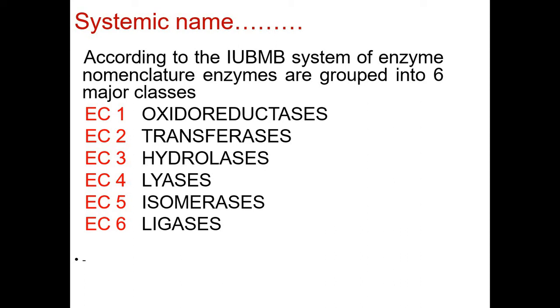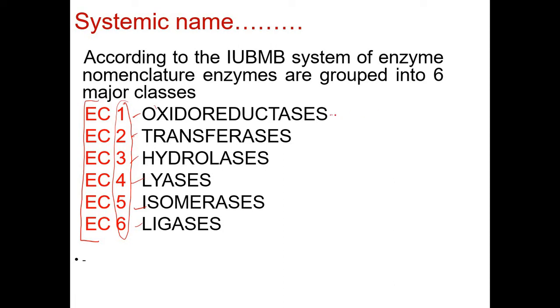According to the IUBMB system of enzyme nomenclature, enzymes are grouped in 6 major classes. The first digit is actually the class. So there are 6 classes of enzyme. We have oxidoreductases, class 1. We have transferases, class 2, hydrolases, class 3, lyases, class 4, isomerases, class 5, and ligases, class 6. So we use the mnemonic OTLIL to remember these classes.